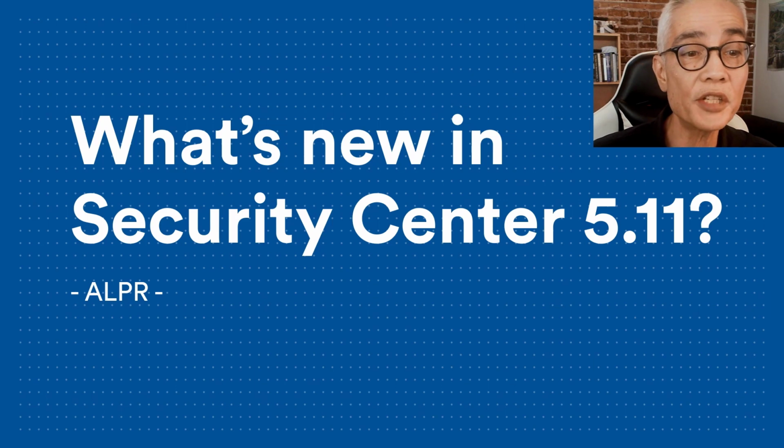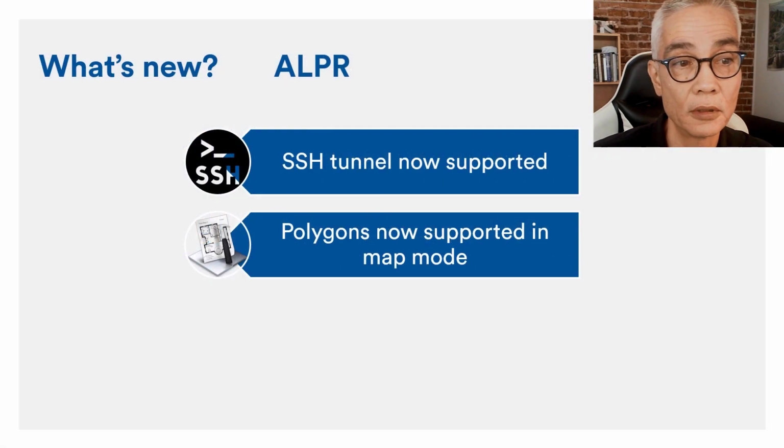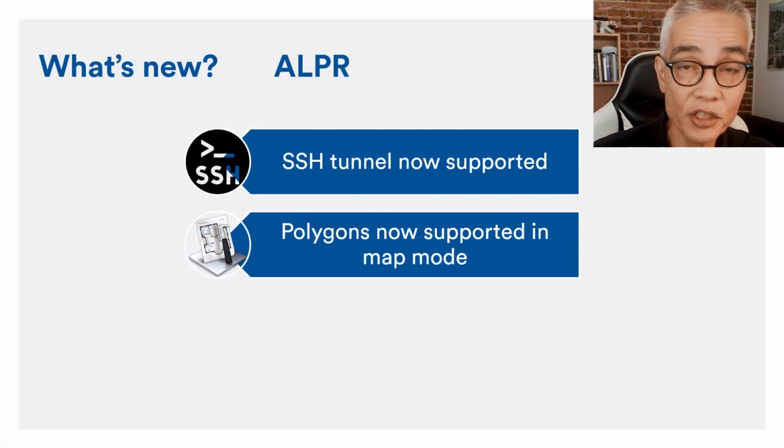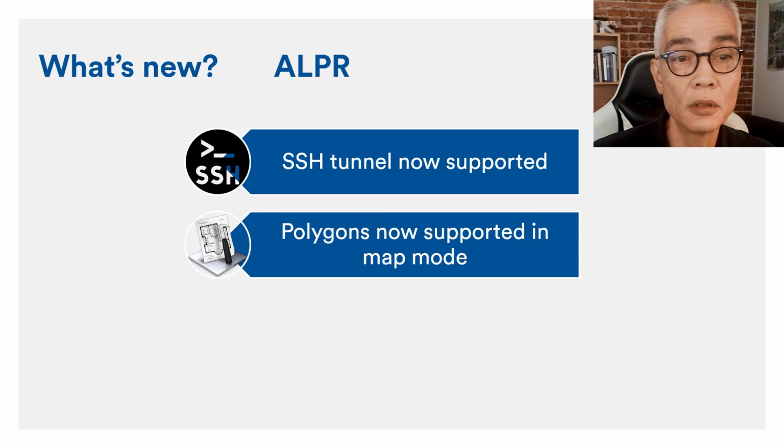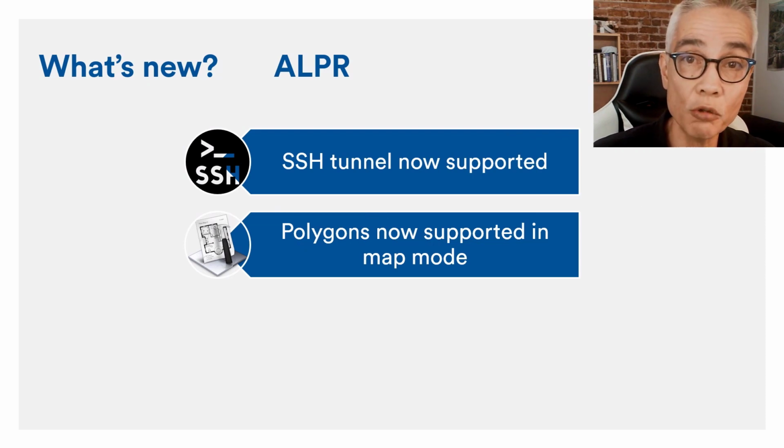What's new in Security Center 5.11 ALPR, or AutoView? For the automated license plate module AutoView, there are 2 new supported features for Security Center 5.11: SSH tunneling and polygons in map mode. Let's take a look.